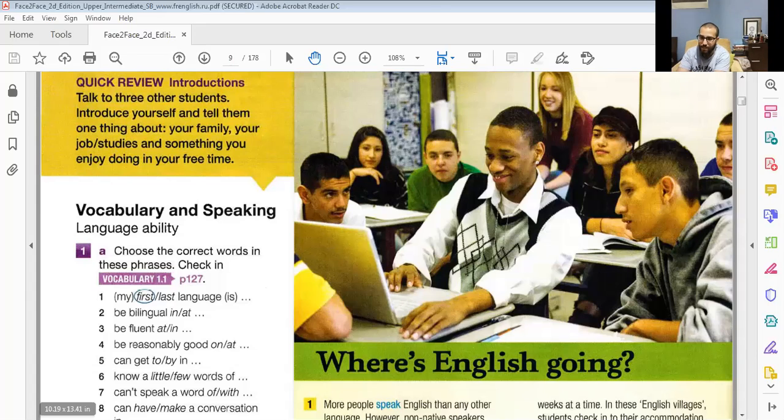C1 is advanced, and C2 is proficiency. So they use this six-level system. They use it for all European languages: English, German, French, Spanish, Portuguese, whatever. And this is how they assess them. So in this book, this is considered B2. This book, Upper Intermediate, is B2.